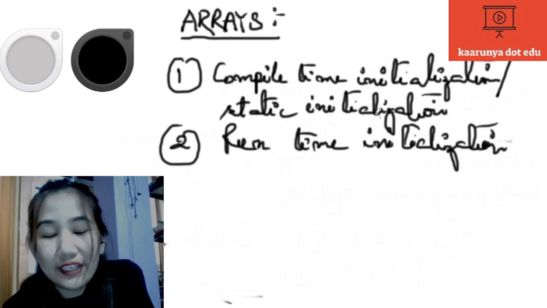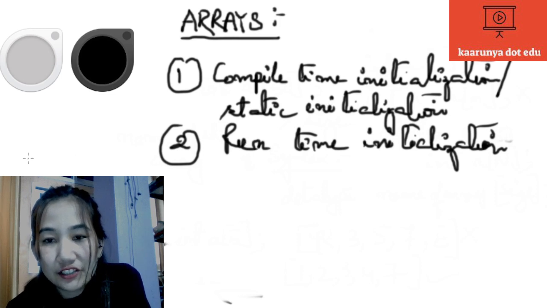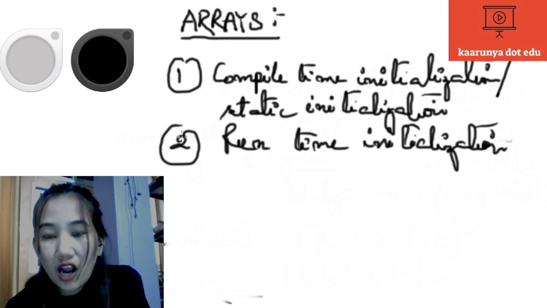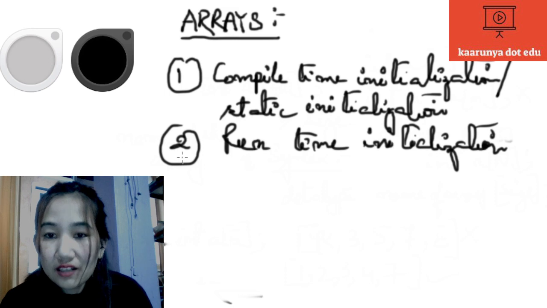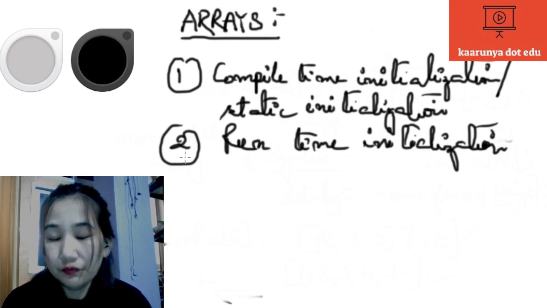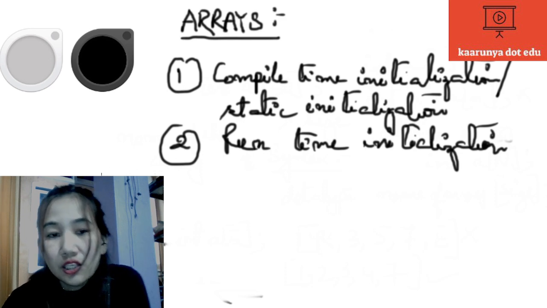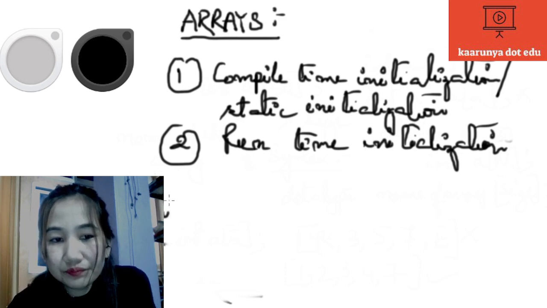So what is compile time initialization? It is also called static initialization. Meaning during the declaration of the array only, you are going to declare the values, meaning the elements of your choice.